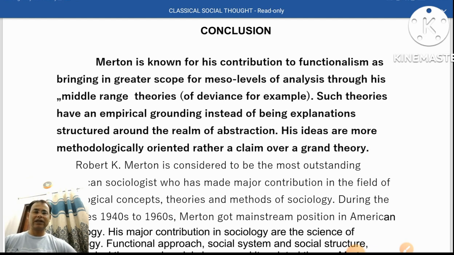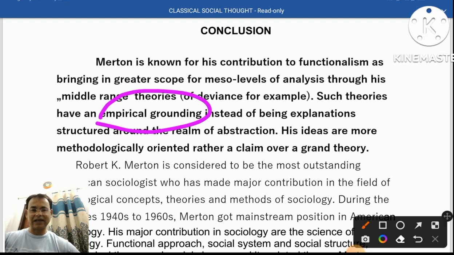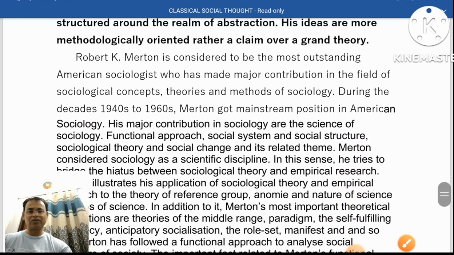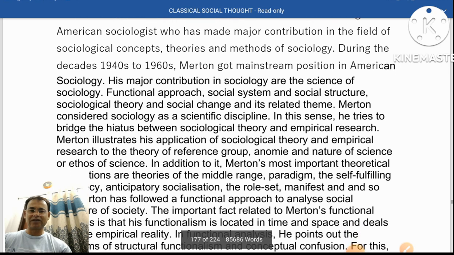Conclusion: Merton is known for his contributions to functionalism, bringing greater scope for meso-level analysis through his mid-range theories. Such theories have an empirical grounding instead of being explanations structured around a high level of abstraction. His ideas are more methodologically oriented rather than a claim over a grand theory. Robert Merton is considered the most outstanding American sociologist who has made major contributions in the field of sociological concepts, theories and methods of sociology.